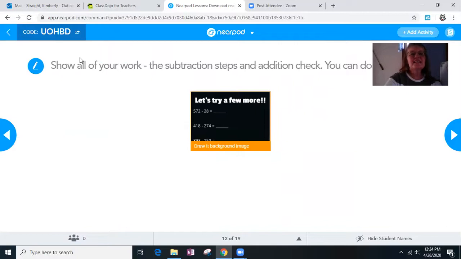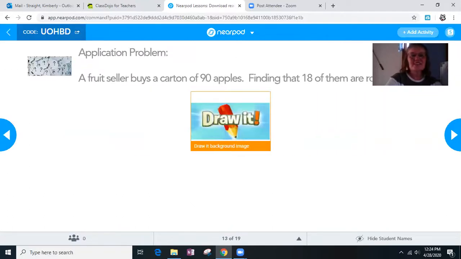Now this slide shows all of your work. This is for the children that can go through Nearpod. These are the same problems that were on the slide 2 slides ago. So when you come back through Nearpod, you're going to subtract and use addition to check your answer.